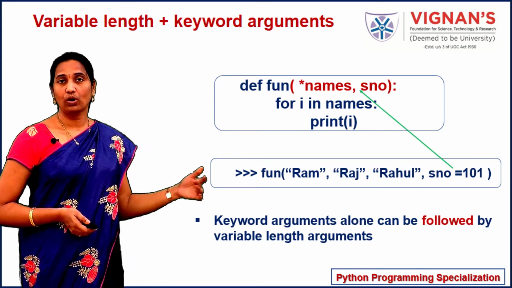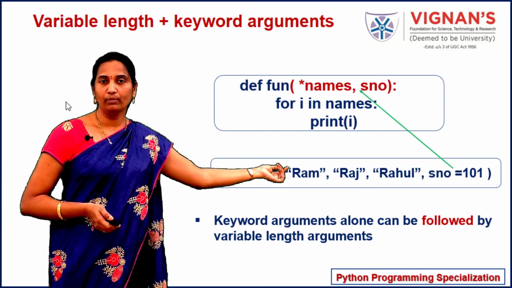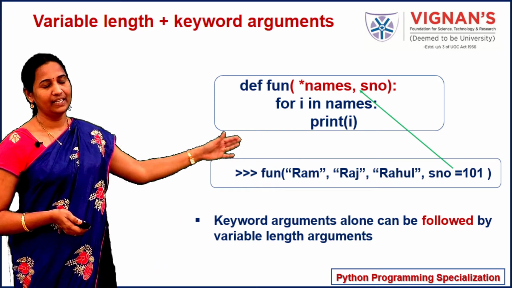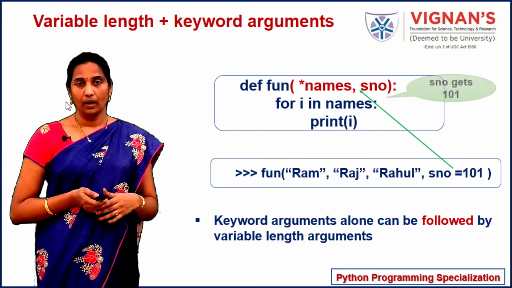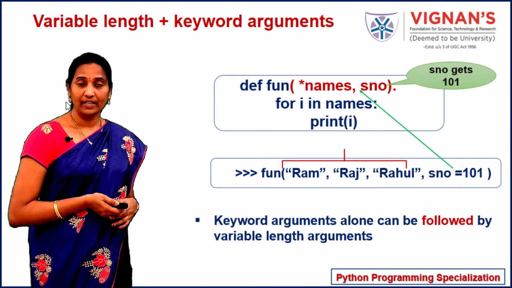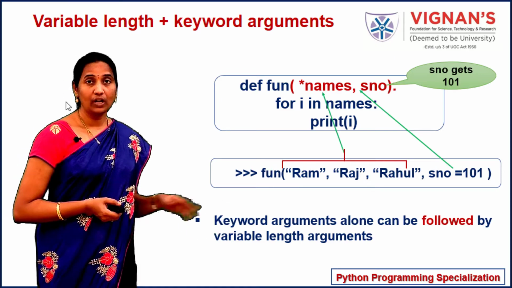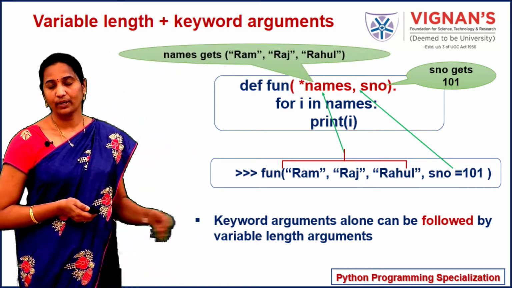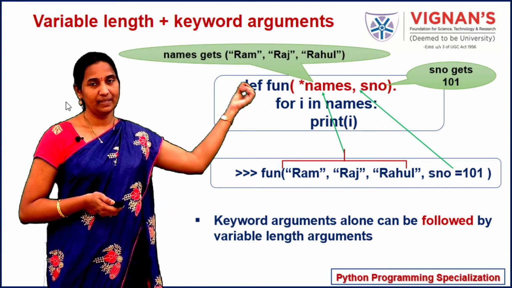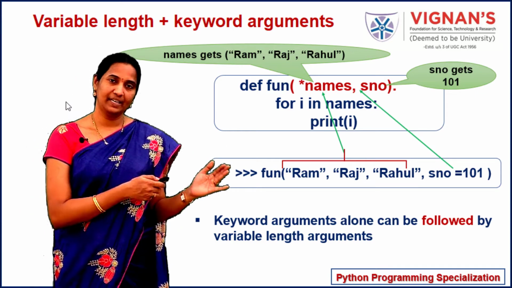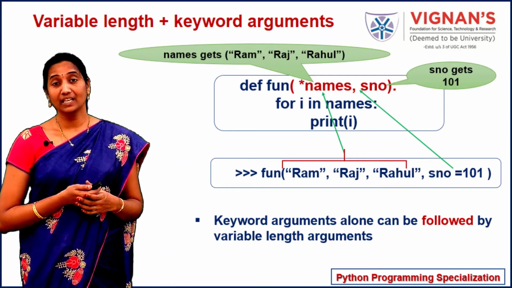So if you observe, first, the keyword argument, of course you are mentioning that SNO equal to 101. That value will be copied to the parameter SNO. So that's by default, right? But what happens to the remaining arguments is that all the rest of the arguments will be packed together as a tuple and copied to the variable length parameter, that is names. That's how you can have a combination of variable length and keyword arguments in a Python function.